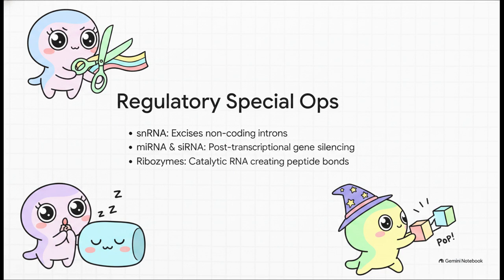Then there's microRNA and small interfering RNA. These guys act as silencers, mediating RNA interference and inducing post-transcriptional gene silencing, literally shutting down specific instructions. And perhaps most mind-blowing of all are ribozymes. These are catalytic RNA molecules capable of self-splicing and creating peptide bonds entirely on their own. No protein enzymes needed. It just shows RNA's incredible versatility. It's actively regulating and managing the cell all by itself.